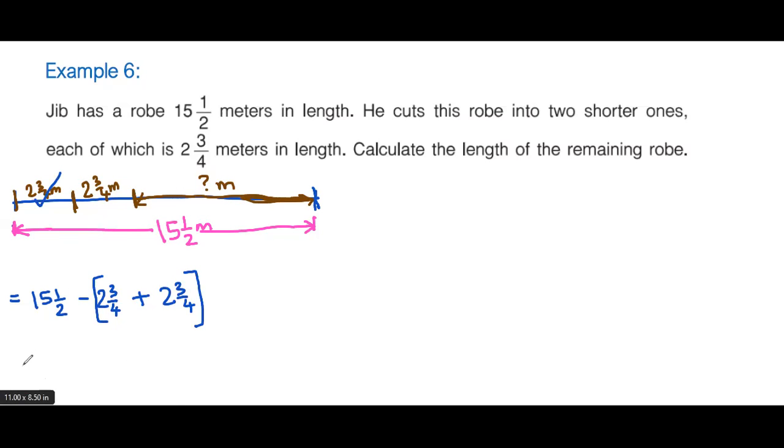Or if you don't want to write it like that, you can say that you have 15.5 minus 2 and 3 out of 4 minus 2 and 3 out of 4. It is the same, right? Just the same. No difference. Okay, but now let's do what Richardson has said. It is also very, very correct.